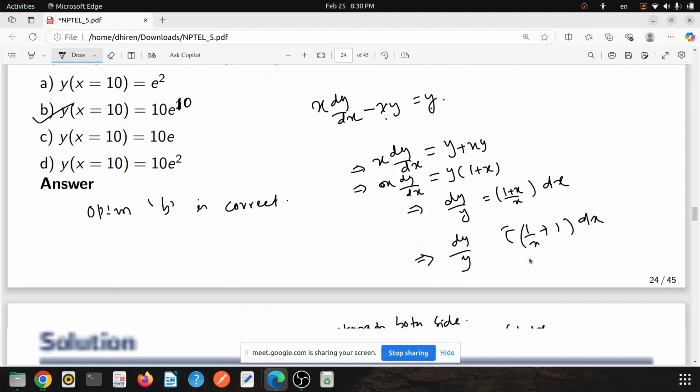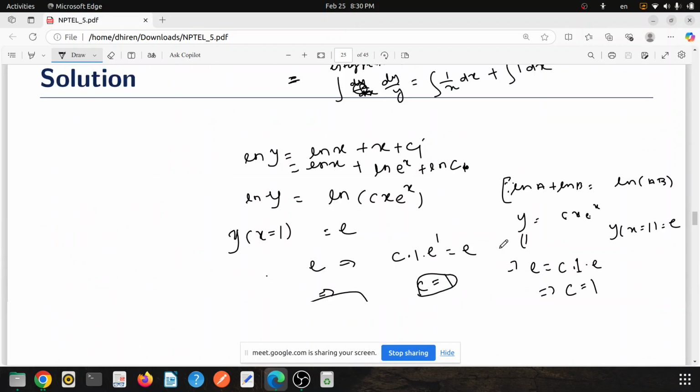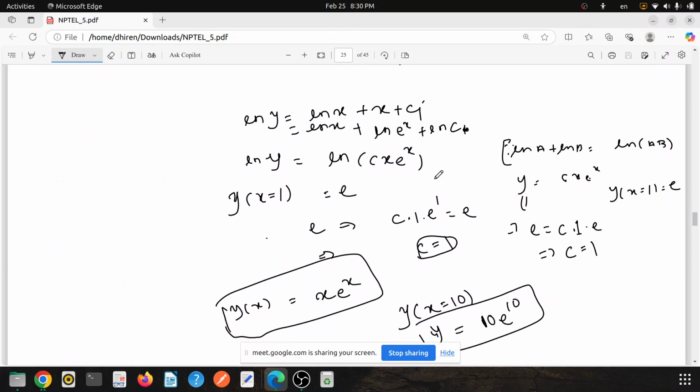So this condition is given as a boundary condition. If the boundary condition is given, you can find this arbitrary constant c1.